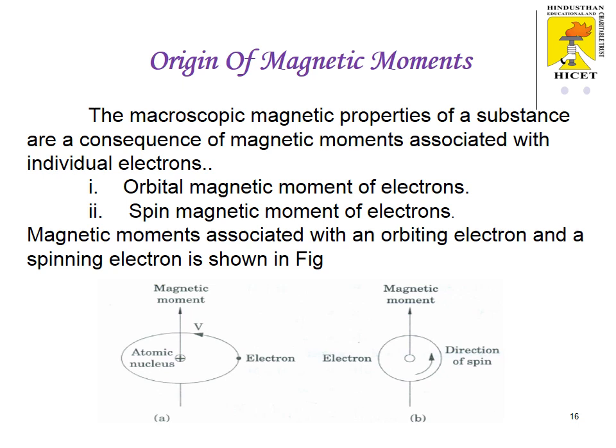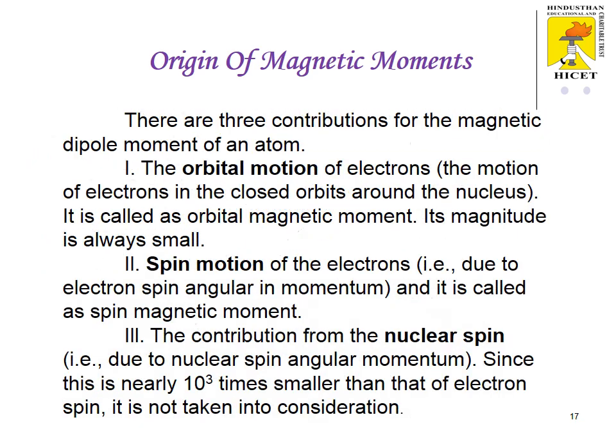Now let me discuss the origin of magnetic moment. The macroscopic magnetic properties of a substance are a consequence of magnetic moments associated with individual electrons. If you consider how magnetic moments originate in each and every material, it is due to the orbital motion of the electron and the spin motion of the electron. The orbital motion of the electron contributes orbital magnetic moment and the spin motion of the electron contributes spin magnetic moment.